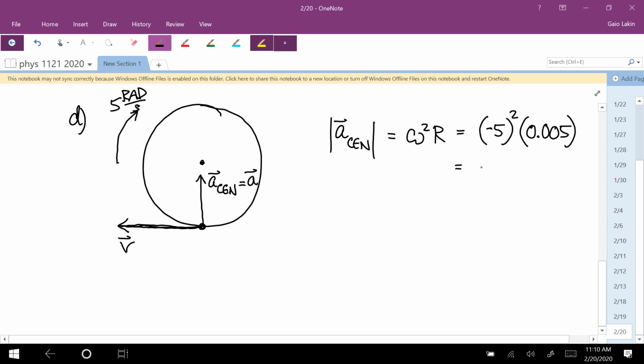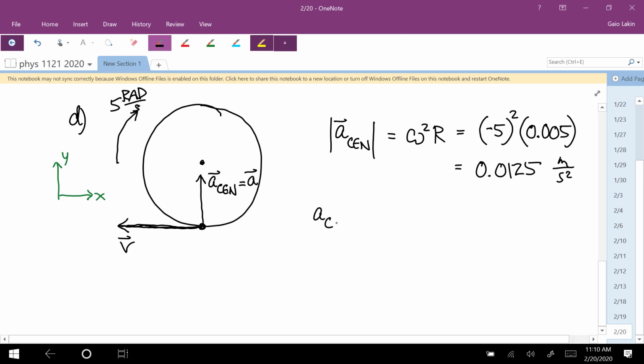So I think you get 0.0125. Does that sound right? Are my decimals in the right spot? That's meters per second squared. We know that it's up, which depends on your coordinate system, but in our usual coordinate system, that's in the positive y direction.